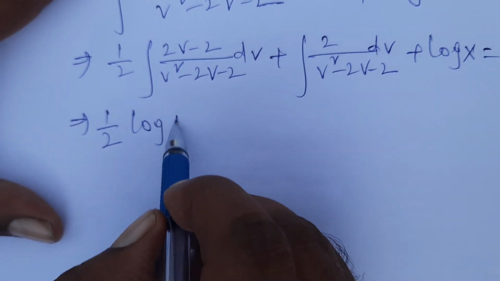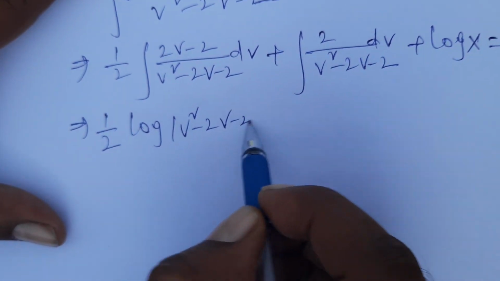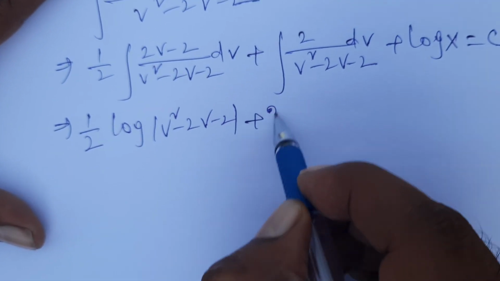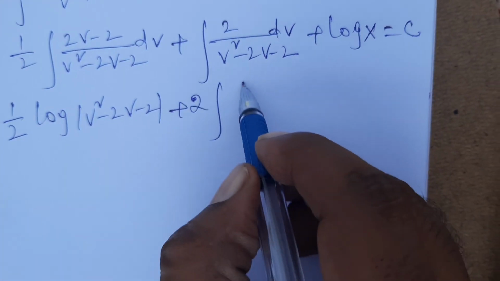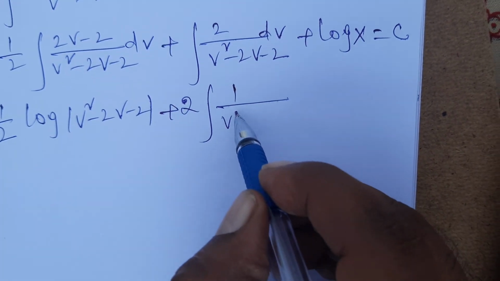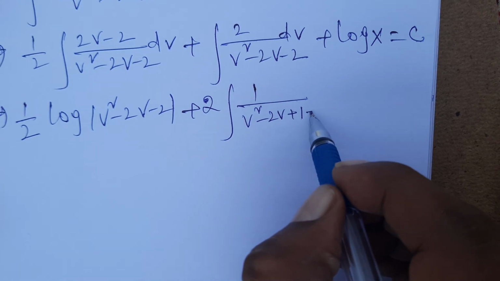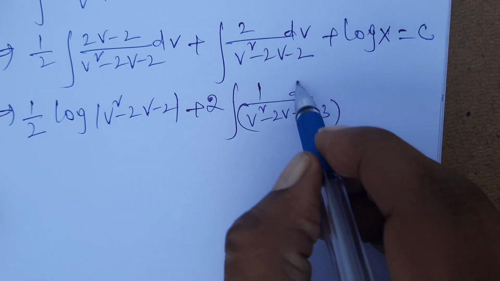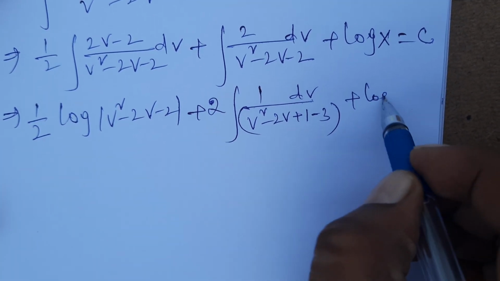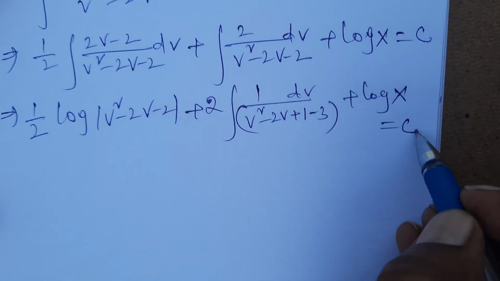So log mod (v² − 2v − 2) is the value, plus 2 into integral. How can we modify this value? 1/(v² − 2v + 1 − 3), I can write like this, into dv, plus logarithm of mod x equal to c.